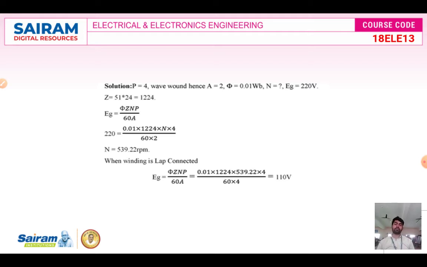P is the number of poles, 60 into A is the parallel path. N is equal to 539.22 RPM. When winding is lap connected, EG is equal to ΦPNZ by 60A. What about the A for lap winding? A is equal to P, right? So 4 gets cancelled. We get 110 volts.